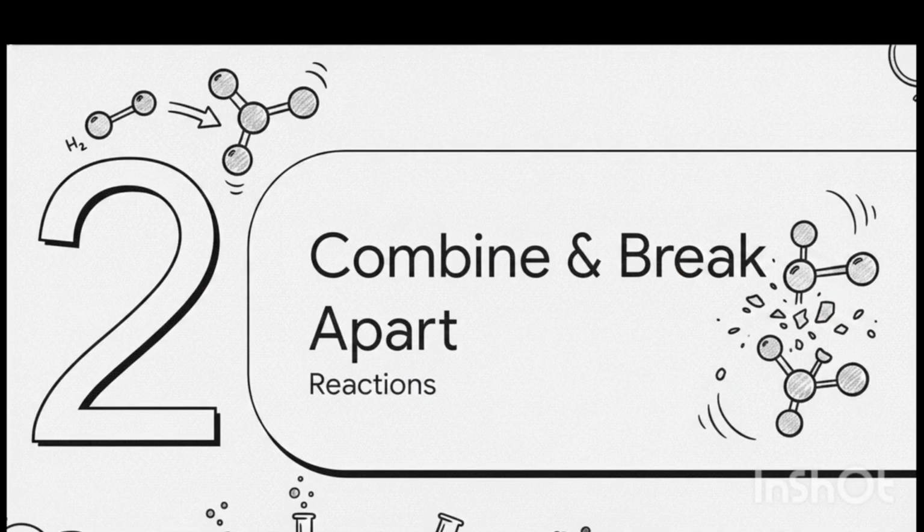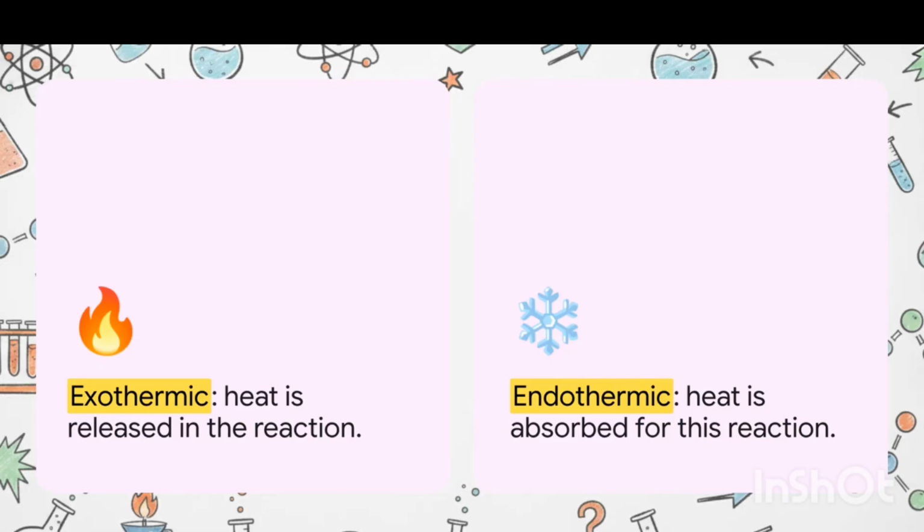Moving right along to Section 2, combining and breaking apart. So if elements are our vocabulary, what kind of actions can they perform? Well, first, they combine. When two or more substances merge into a single new substance, that's a combination reaction. A great example of this is adding quicklime to water. It violently forms slaked lime, bubbling and releasing a ton of heat. Because heat escapes, we call this an exothermic reaction.